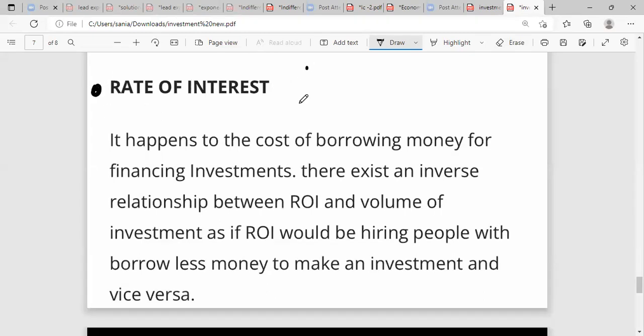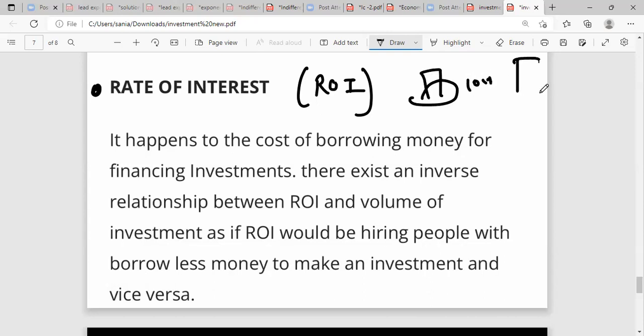So now, ma'am, what is rate of interest? It is basically ROI. Okay, what is rate of interest? It happens to be the cost of borrowing money. For example, you want to purchase this building. Of course, you don't have 10 crore rupees with you, right? So you will be taking a loan from a bank. When you take loans, you have to pay interest, right?